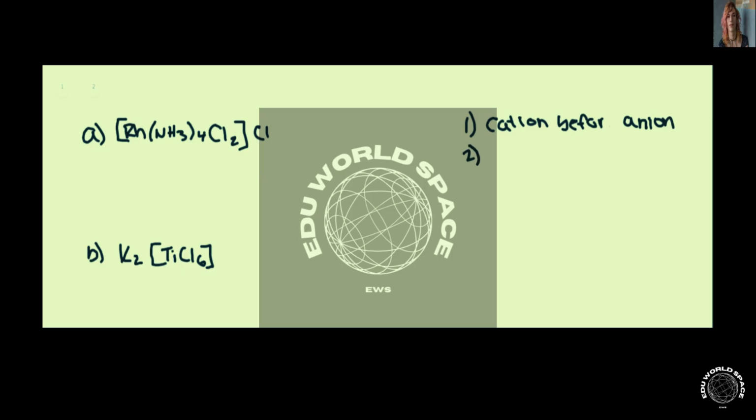The second is that within the complex, it goes ligand before the metal, and the ligands are always in alphabetical order. Third is that anionic ligands end in O, but neutral ligands stay the same.